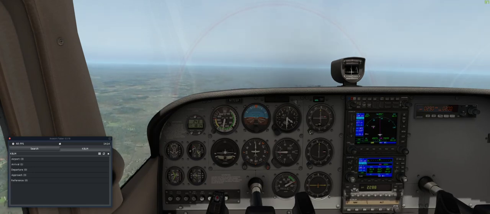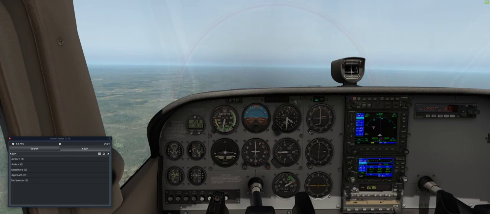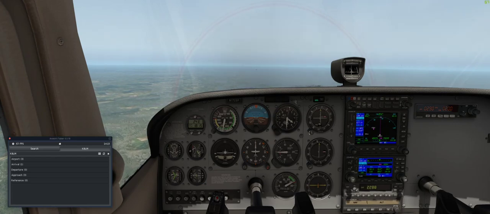Even worse, let me set it to something completely wrong. It's not having any effect. 052, right? And you see when I get close to 052, that message goes away. It's a proper practice to have the OBS set on the radial that you're following.